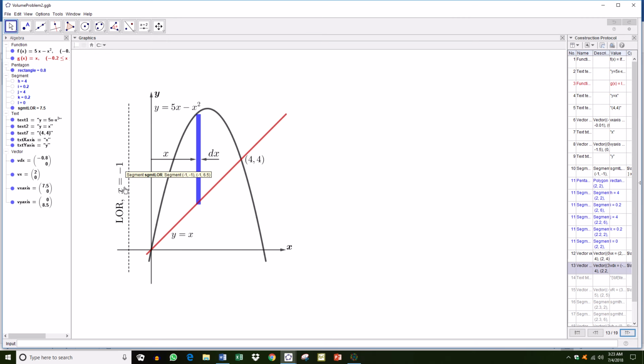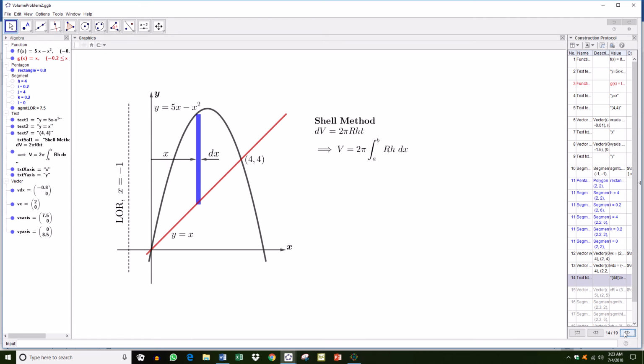And immediately identify the method. Be sure to clearly write "shell method" because that way both you and I would know which method you are applying. And the differential volume dV is 2πrht, like we saw just a bit ago, right? And if you want to get the total volume, you integrate 2πrht from a to b. 2 and π are constants, so they came out.